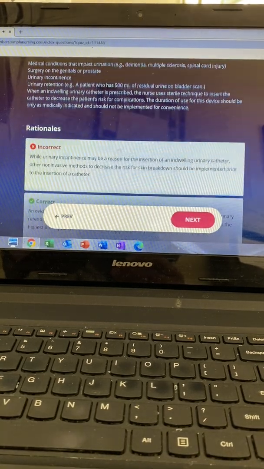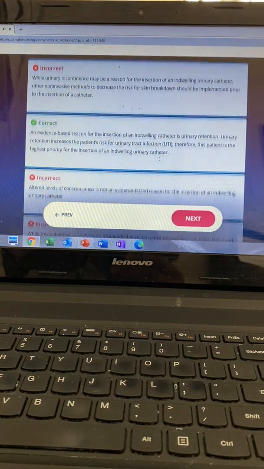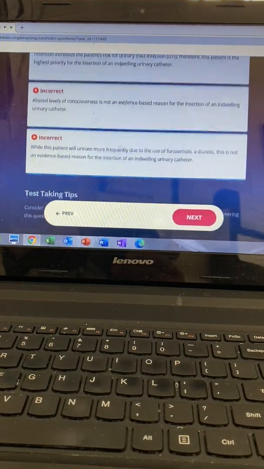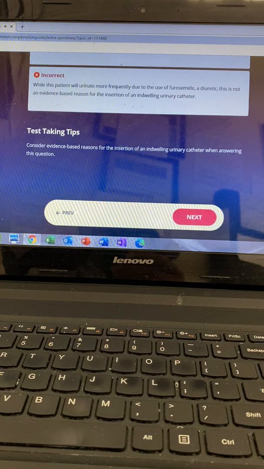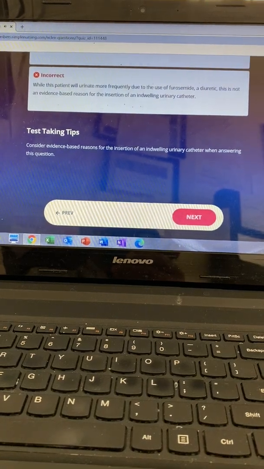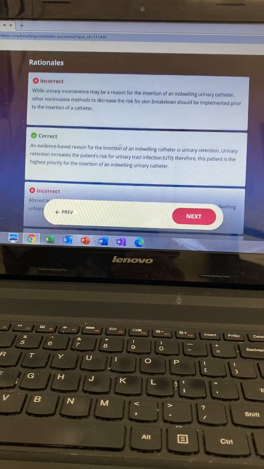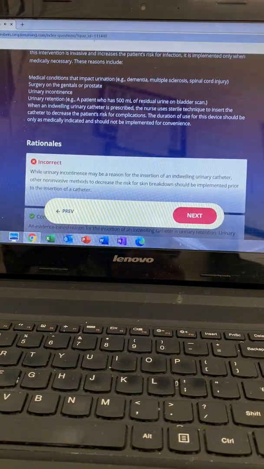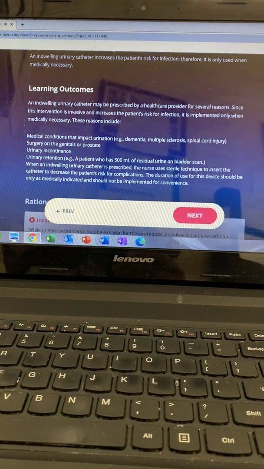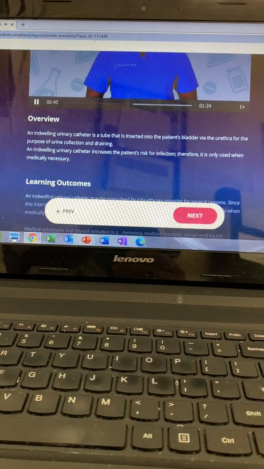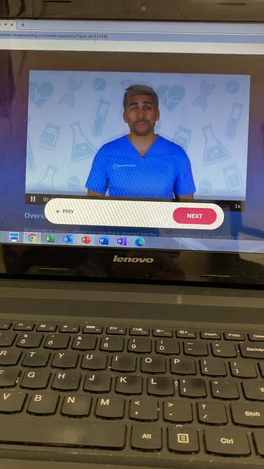So option number 1 is incorrect. Guys, the patient's incontinent and they don't require an indwelling catheter. Remember, least invasive to most invasive here. They can pretty much use diapers. Now, option 2 is correct. The patient who is retaining urine needs that relief. Guys, if they can't void independently, then they require a catheter.